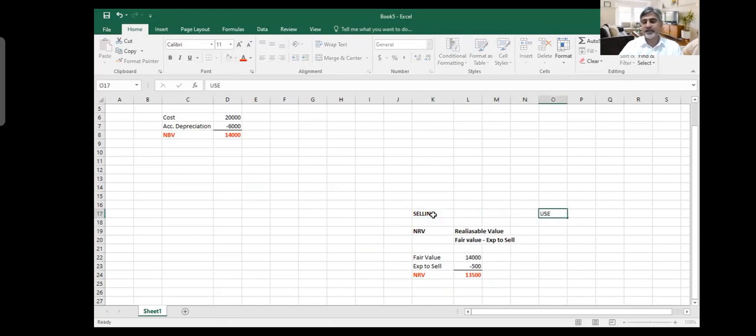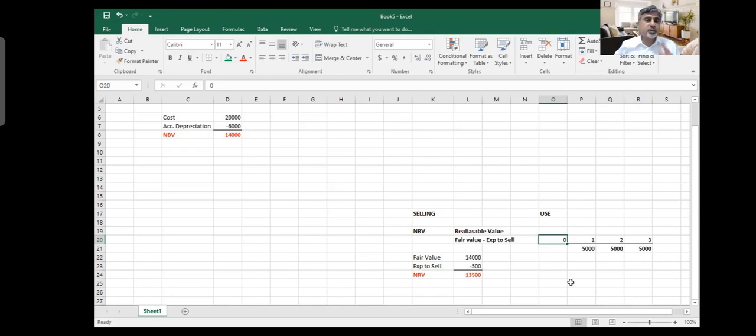Alternatively, you may decide to use the asset. If you use the asset, what will happen? You can use this asset for the next 3 years, and this asset will give you 5,000, 5,000, and 5,000. 3 amounts it will give you. This is year 0, this is year 1, year 2, year 3. Now, I know that this asset will give me 5K, 5K, 5K. Total, it will give me 15,000. But this 15,000 is not coming to me in one day today. In fact, it is coming in the next 3 years.